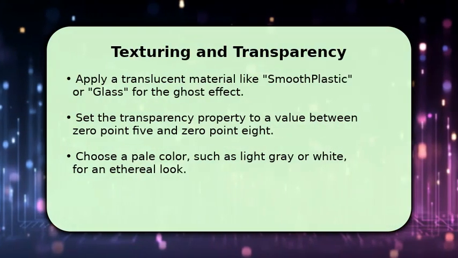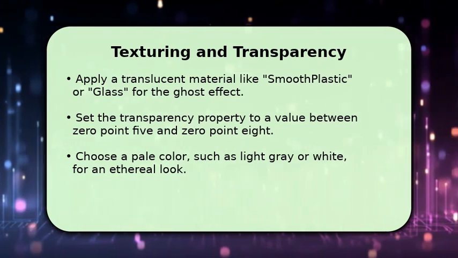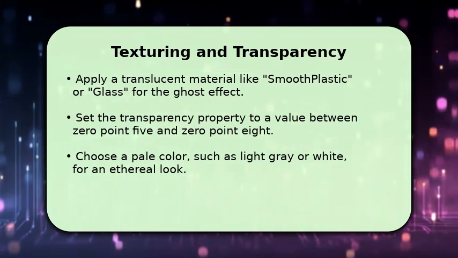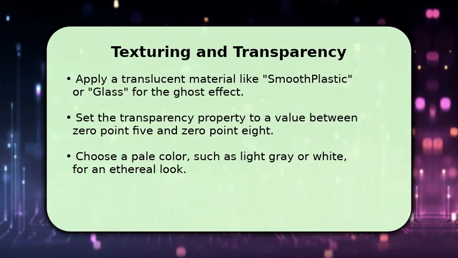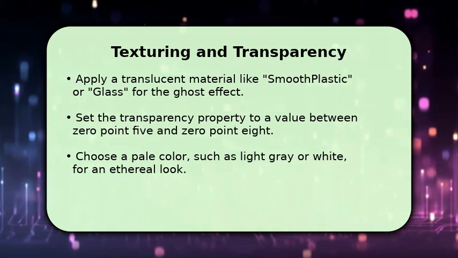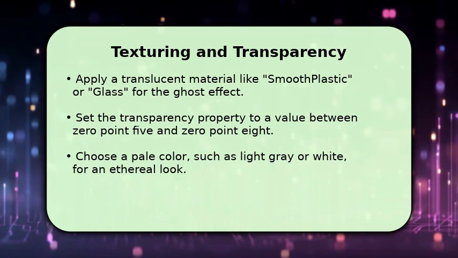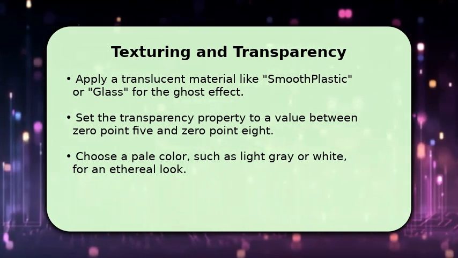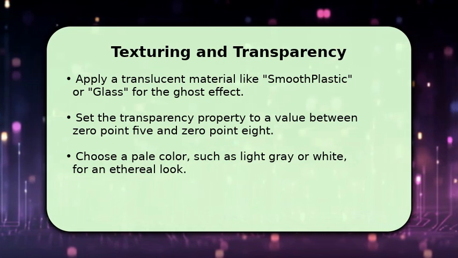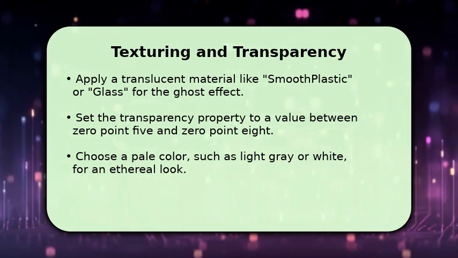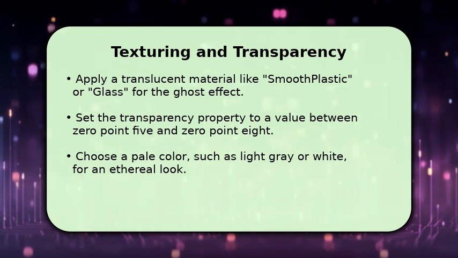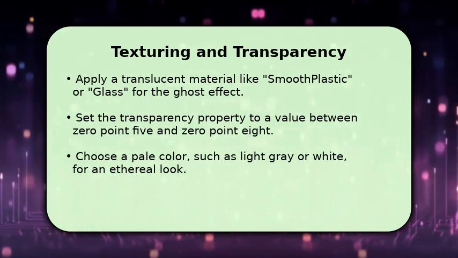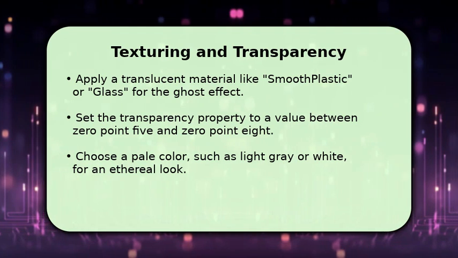Next, we'll give our jawbone its ghostly appearance through texturing and transparency. Select your model and change its material to smooth plastic or glass for a translucent effect. Adjust the transparency property to around 0.6, allowing it to be partially see-through. Choose a pale color, like a very light gray or white, to enhance the ethereal feel. For an extra touch, you could even add a subtle neon material to parts for a faint glow.